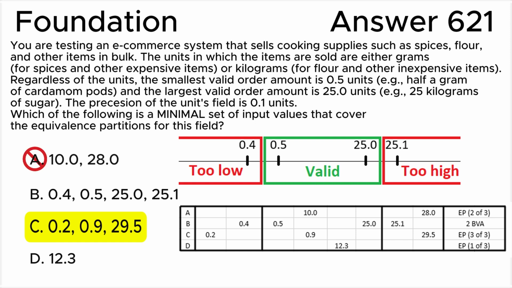Answer A is not correct because these tests cover only two of the equivalence partitions. Answer B is not correct because these tests cover the two-value boundary value analysis test design technique, not equivalence partitions. Answer D is not correct because this test covers only one of the equivalence partitions.